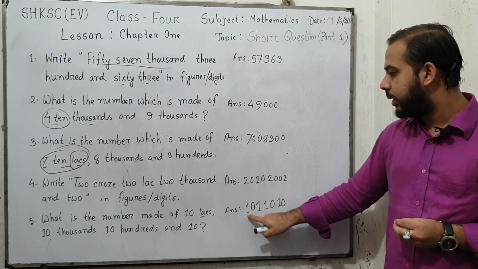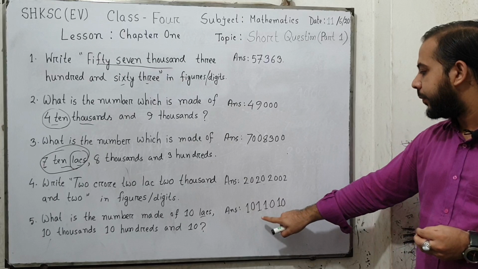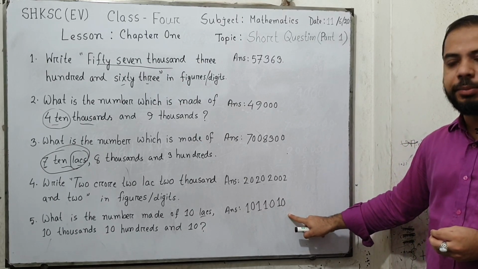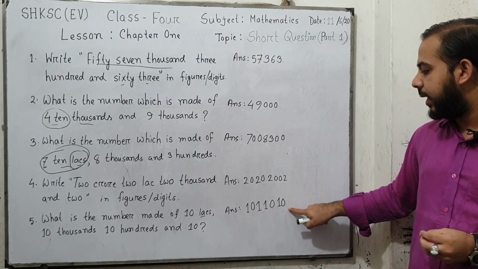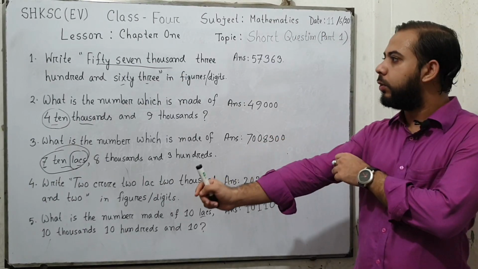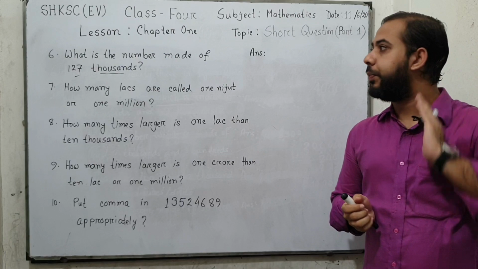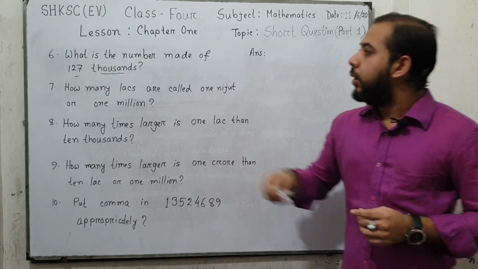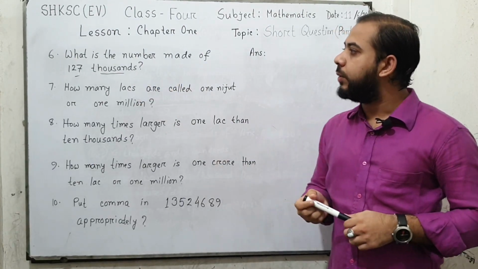So the number is 10 lakh 11,010. The number becomes 10 lakh 11,010. Now let's write some more questions. All right, question number 6 asks, what is the number made of 127,000?